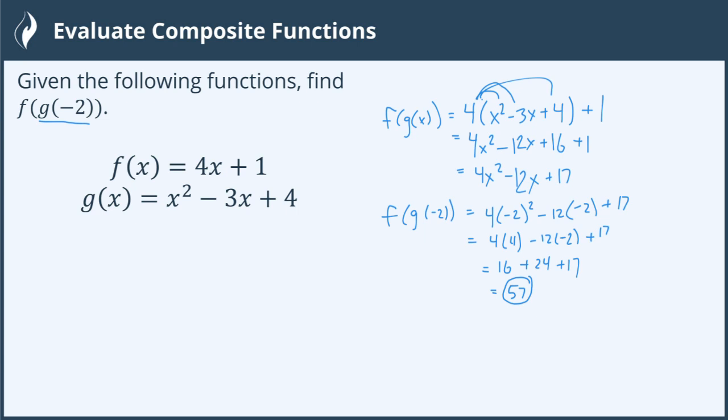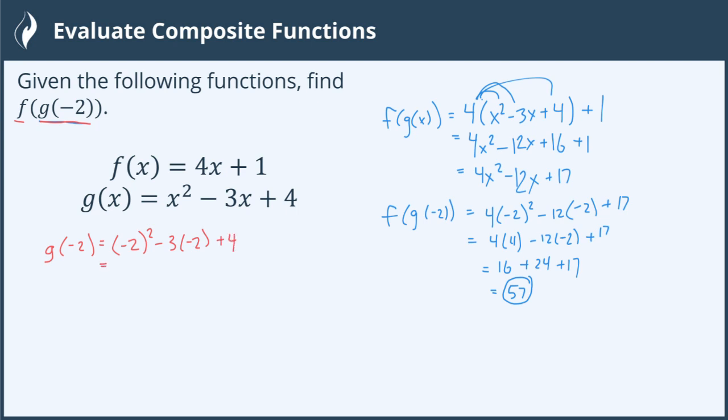Now, like I said, there is another way that you can do this problem, and that is I could work from the inside out. I could find g of negative 2 first, and then use whatever I get there as my input for f. So if I find g of negative 2, what that means is I'm going to take the function g, and I'm going to plug a negative 2 into it as my input.